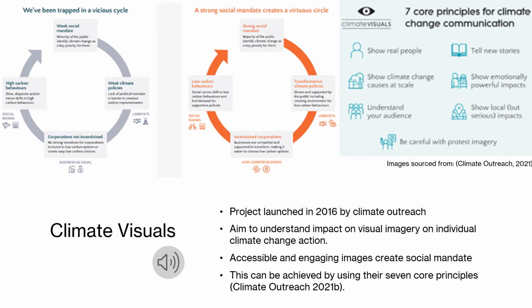One of these projects is Climate Visuals, that launched in 2016. This addresses the impact of different images on public understanding and action against climate change. The project showed that images had a profound impact in inciting positive change by creating a social mandate for global social action. The Climate Visuals project concluded that in order to have a distinct impact, images used needed to be accessible and engaging. This can be achieved by following their 7 key principles outlined on the slide.